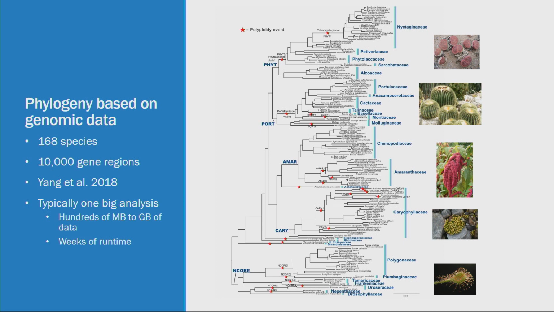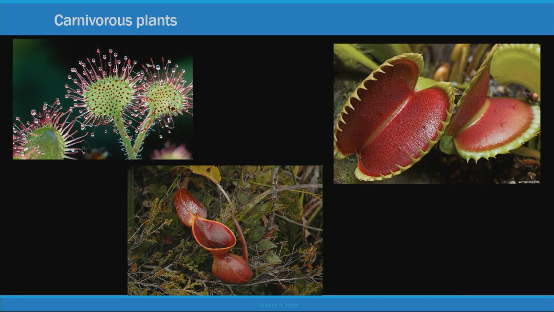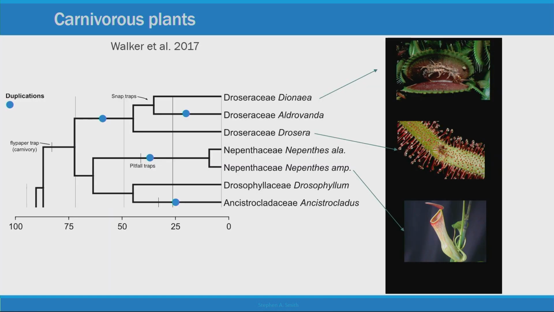So we can do that one monolithic analysis, and we can get a phylogeny. We don't need to go into any details here. It just has tens of thousands of gene regions, more than 100 species, takes a long time to run, and is a really big data set. And underlying this, we assume that there's a lot of conflict, as we found with everything else. So let's just zoom into one little group, a pretty interesting group, the carnivorous plants. So we can look at this. The carnivorous plants probably evolved over the last 90 million years or something like that.